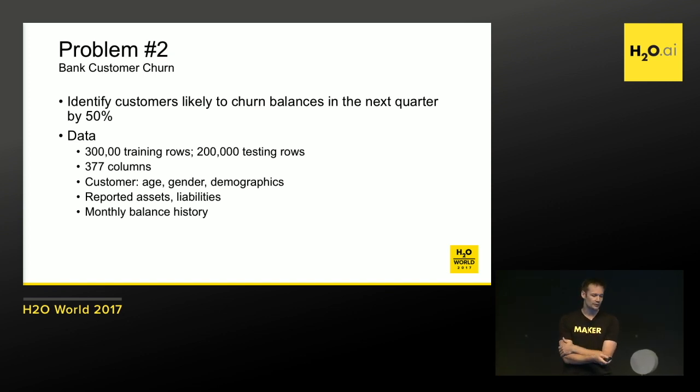Even more data, we have 300,000 rows to train with and 377 columns. That's an interesting number. That's a lot. There's plenty more, certainly, but 377 is a lot to digest, especially when you're looking at one new.